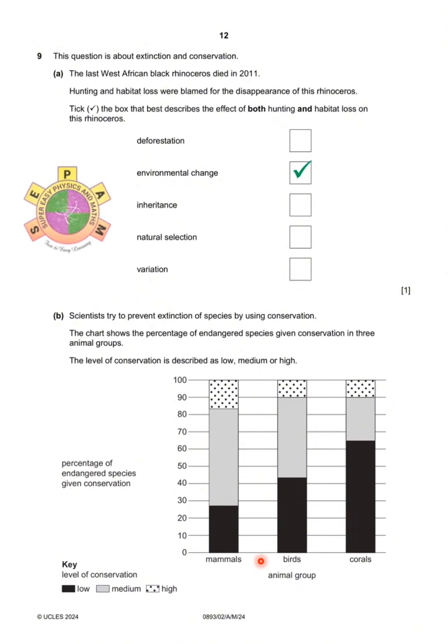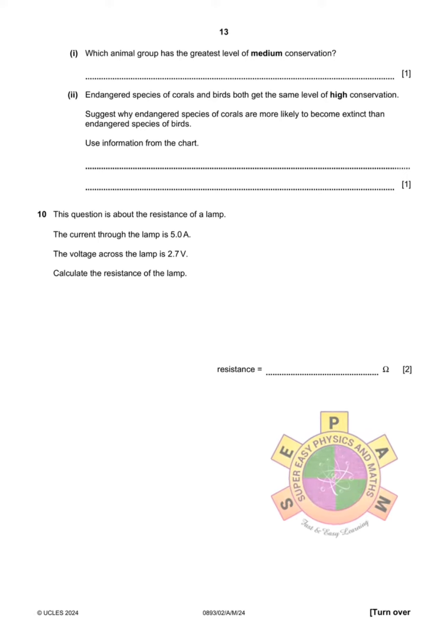So let's carry out this analysis. If you look at this diagram quickly, for the bird, you can see 45 birds have low preservation. Then which animal has the greatest level of medium preservation? That is the mammals. Now, the endangered species of coral and bird both get the same level of high preservation. Suggest why endangered species of coral are more likely to become extinct than the endangered species of bird.